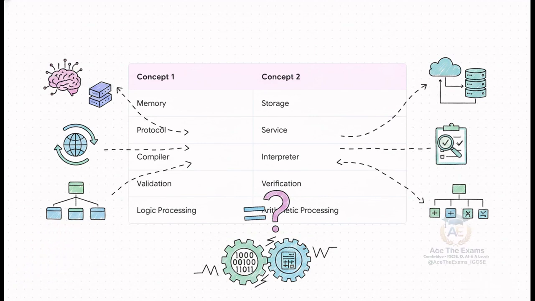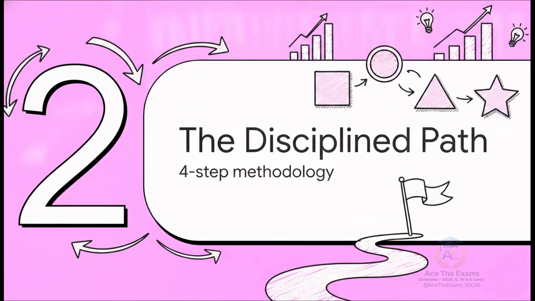To perform like a top-tier candidate, your notes and your studying must train you to compare these ideas, not just explain them as single, isolated topics. You have to know the boundaries of each concept. Which brings us perfectly to Section 2, the disciplined path. This is a 4-step methodology for reasoning through absolutely any question.